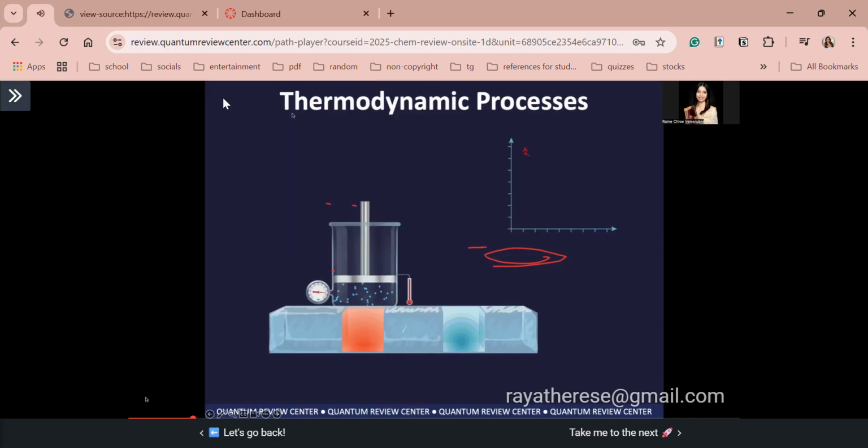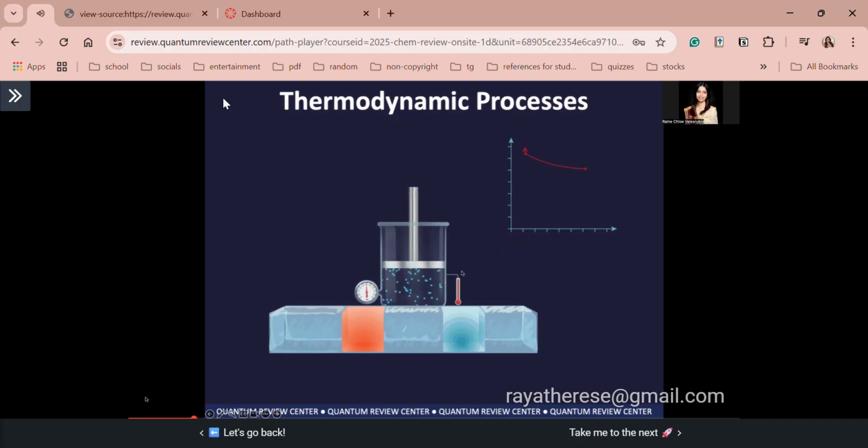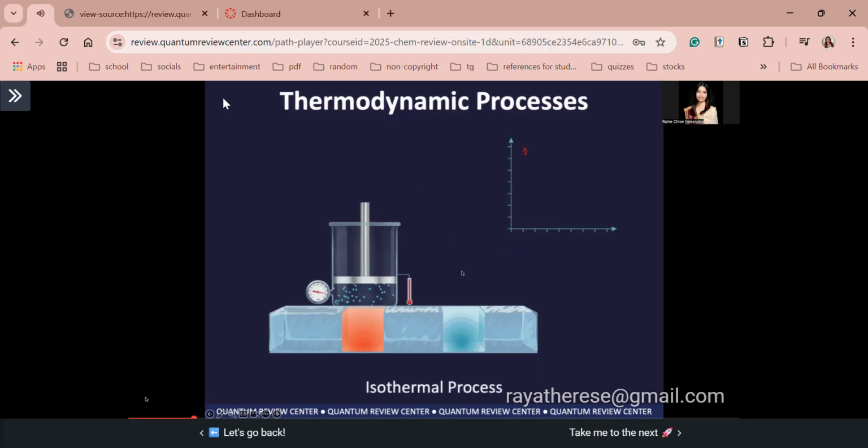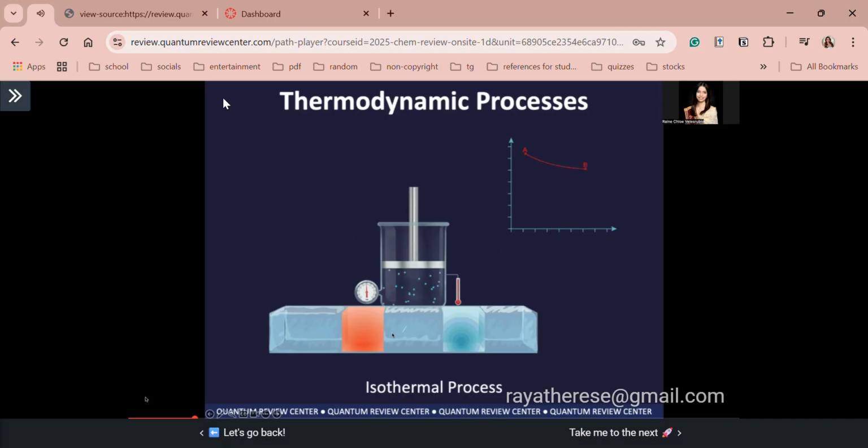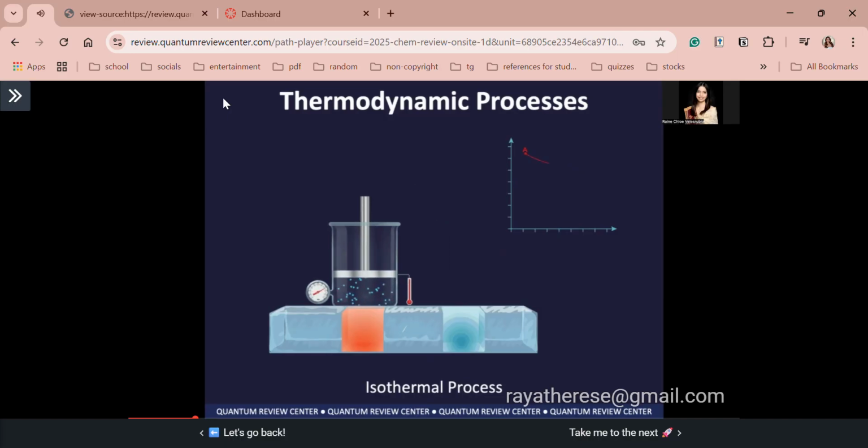Yeah. So here, oh guys, any guess kung ano ang type of thermodynamic process na ito? Any guess, guys? Yeah, so this is what we call an isothermal process. Here, during the melting of ice, so kita nyo, nagme-melt yung ice, diba? The thermometer reading will remain constant throughout the process, meaning constant ang iyong temperature. Okay?